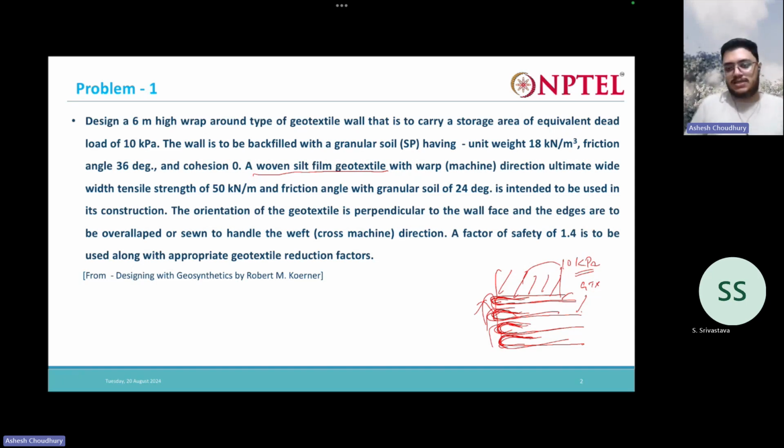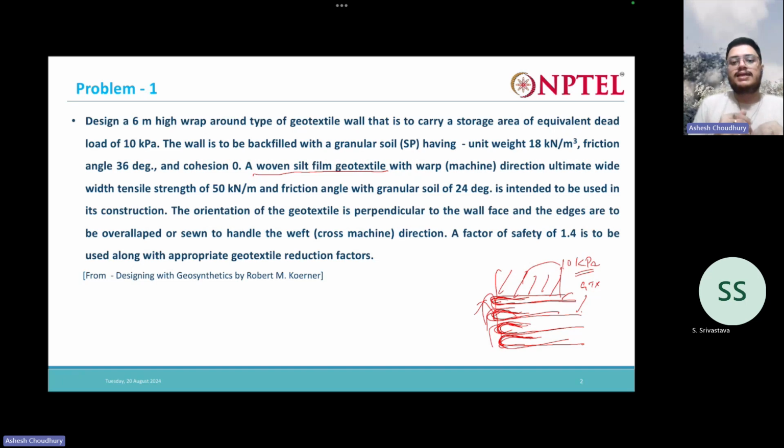This is the ultimate strength, the ultimate wide width tensile strength. You remember what wide width is? We have studied the wide width test. From the wide width test, we got this ultimate tensile strength value, that is 50 kilonewton per meter. And the friction angle with granular soil is 24 degrees. Okay, the phi value is 24 degrees.